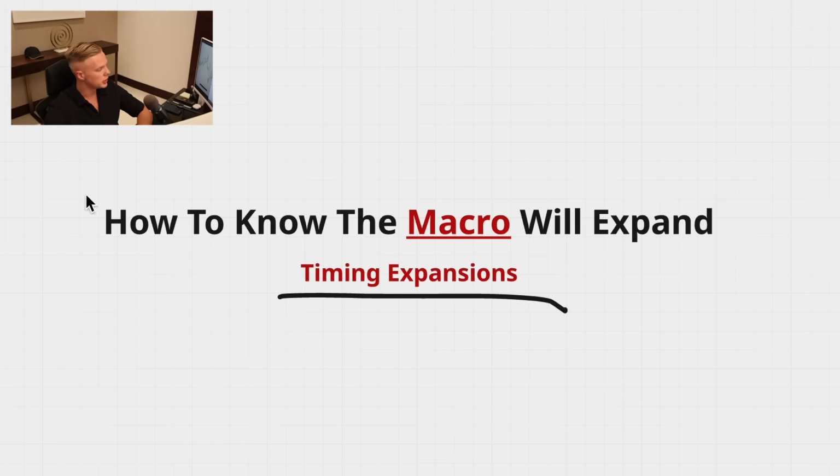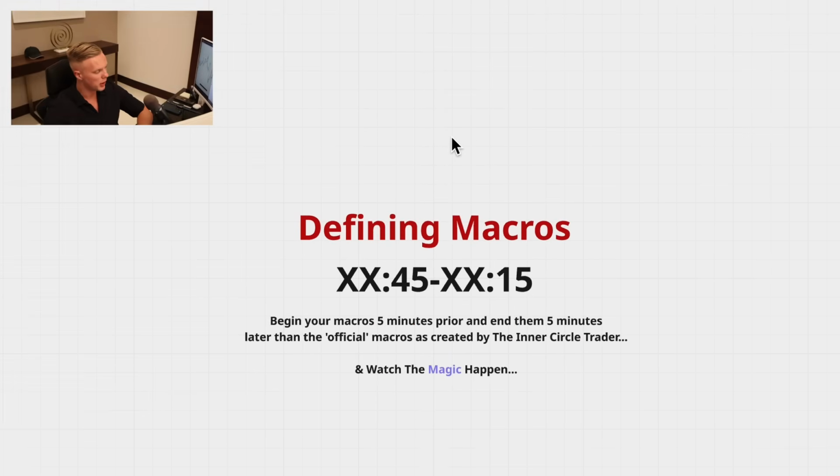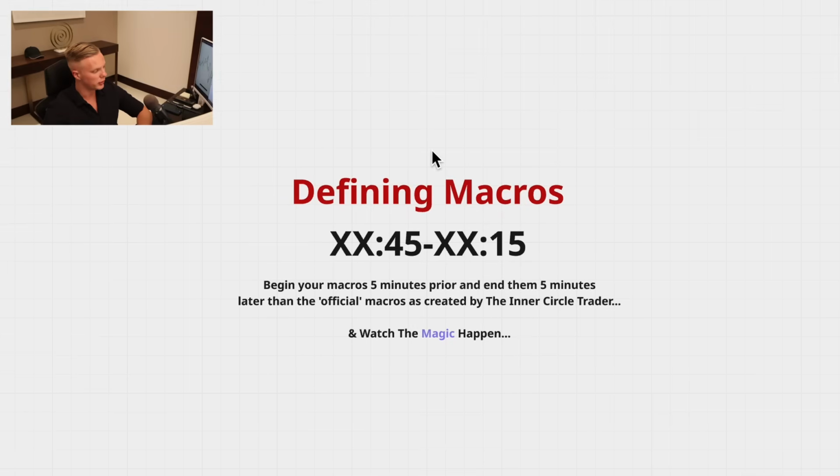So when it comes to knowing that a macro is likely going to expand, we first need to define macros in the first place. When it comes to macros, I look at macros from the perspective of XX45 to XX15, meaning of every single hour of the day. Yes, we can be using these macro windows from the 45 minutes of the current hour till the 15th minute of the next hour. You are able to see volatility injections taking place within the markets.